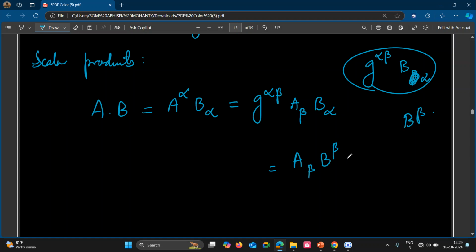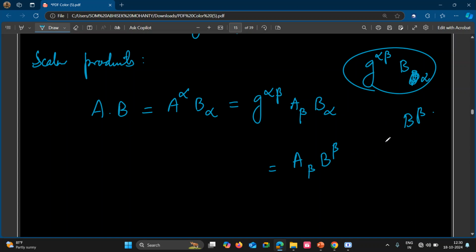Now write it octave number. This will be B beta, A beta, B beta. Okay, yeah, this one should be enough.